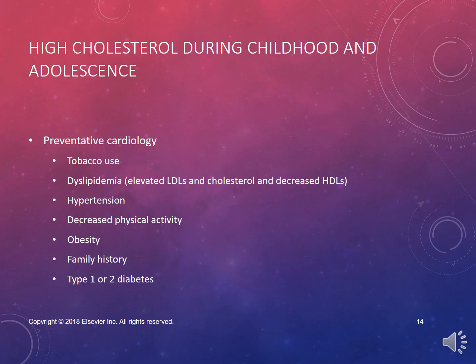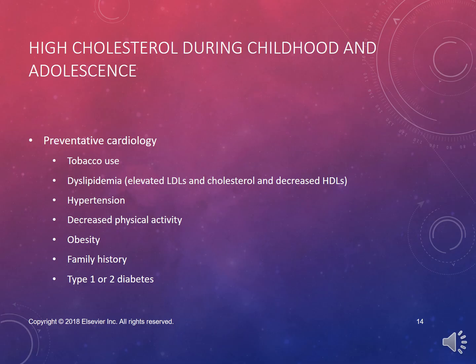Now we prefer to screen as many children as we can. So typically between the ages of 9 and 11, they'll have their first lipid profile done. And then sometime between the ages of 17 and 21, they'll have a second one. And this is helping us identify them early, even if they don't fall into any of these risk categories, because you can silently have high cholesterol and not know it.